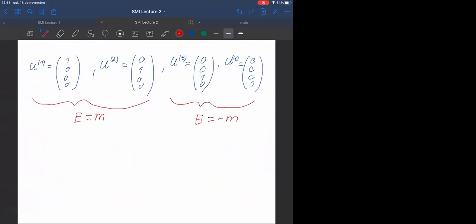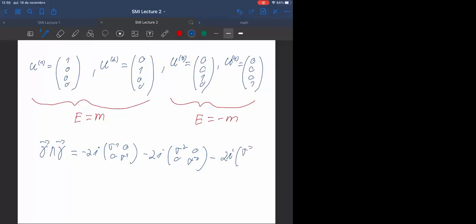If you do this external product, you reach the following conclusion. This is going to be equal to minus 2i sigma 1. So I'm already writing the result here. Sigma 1, 0, 0, sigma 1, minus 2i, sigma 2, 0, 0, sigma 2, minus 2i, sigma 3, 0, 0, sigma 3. And this is a vector, and this is E1. Here it's E2, and here is E3.